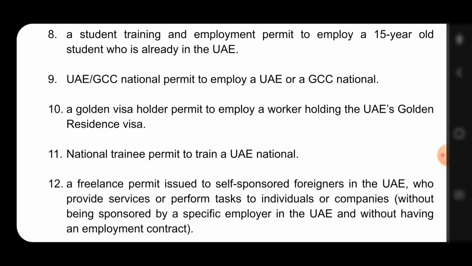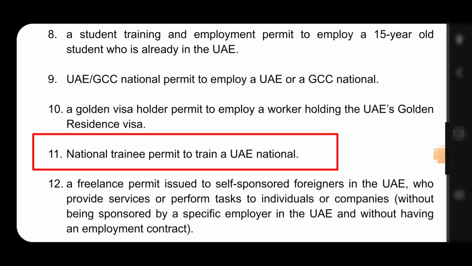If a person or investor has a golden residency and a company wants to recruit them, they have to submit the golden residency work permit holder visa in the Ministry of Labor under this category, because some golden resident visa holders are asking what the scenario will be, and there will be a labor card only. One is the national trainee permit to train a UAE national.